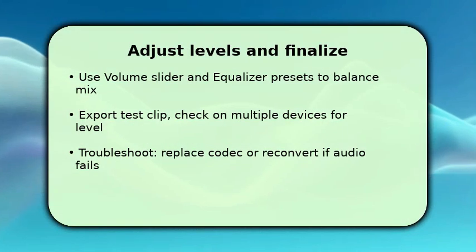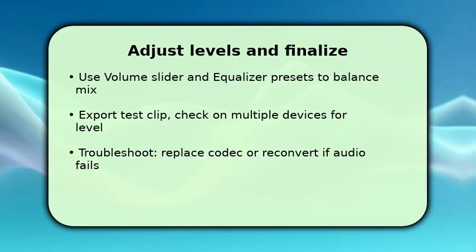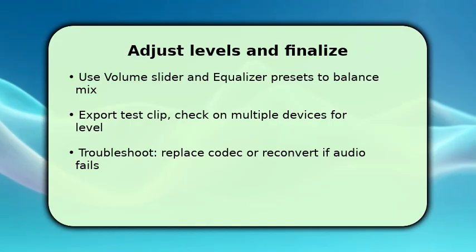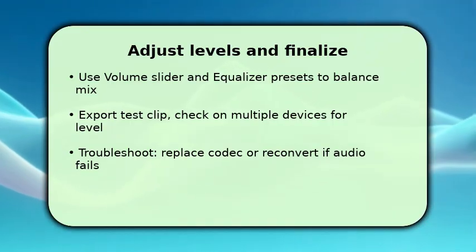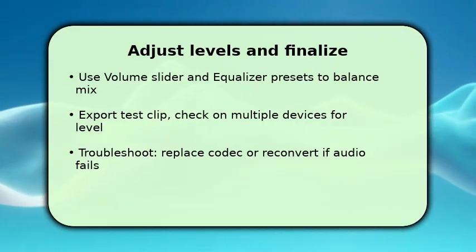Finalize by balancing levels. Select the audio clip and use the volume slider and the built-in equalizer to reduce muddiness or boost presence. Once adjusted, play through the full project and export a short test render to confirm levels across headphones and speakers. If dialogue is drowned, reduce music by 36 dB and add ducking where needed.